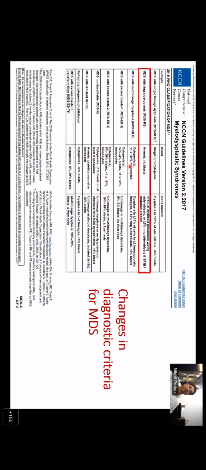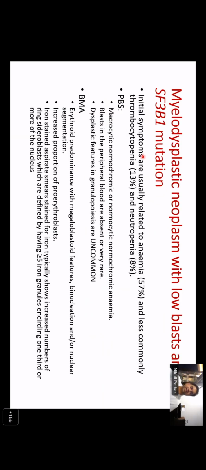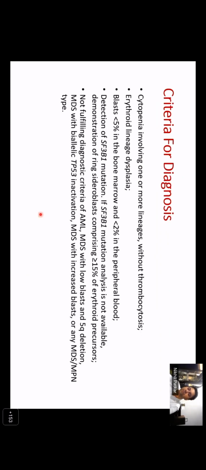This has led to changes in the diagnostic criteria for MDS with ring sideroblasts in the NCCN guidelines. And now the WHO says that these patients can be called MDS with low blast and SF3B1 mutation. They most commonly present with anemia, less commonly with thrombocytopenia and neutropenia. Dysplastic features are commonly seen only in the erythroid lineage. They have megaloblastoid erythroid hyperplasia, and other dysplastic features are uncommon. So you get an increased proportion of proerythroblasts, and you can see ring sideroblasts when you do iron staining.